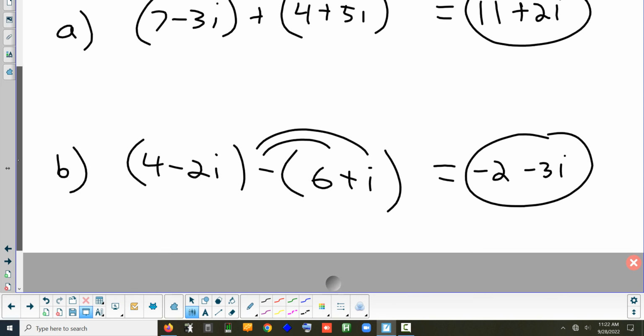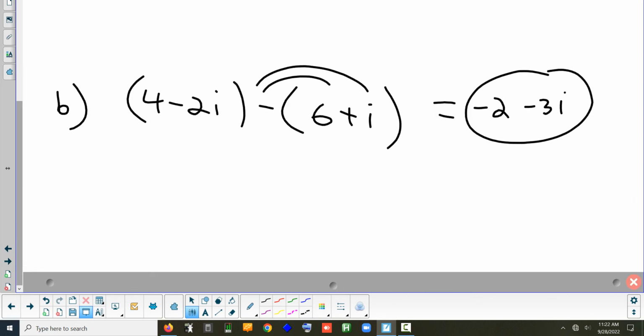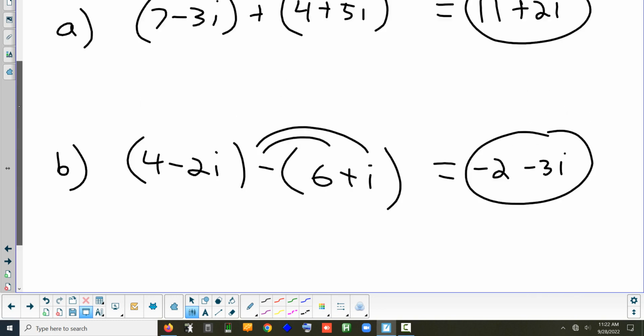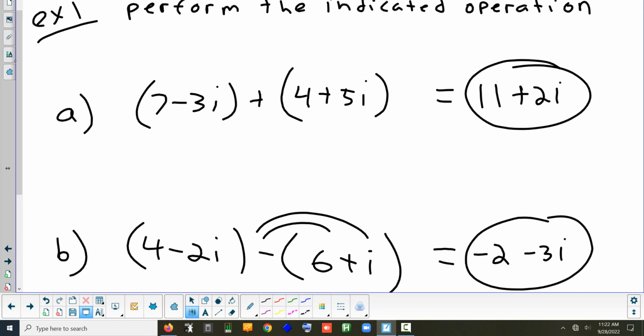Okay, multiplying. Well, multiplying is pretty straightforward. You have to use the distributive property. You would not use the double distributive property on these because the plus sign is between it. If you saw something like that, that would mean to multiply.